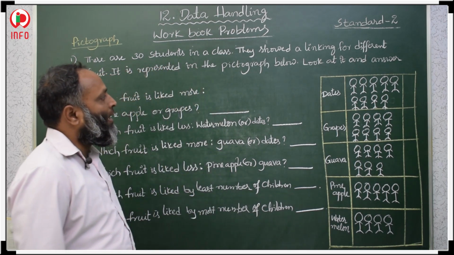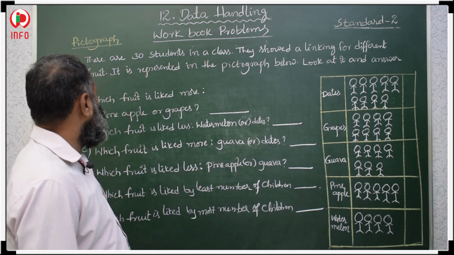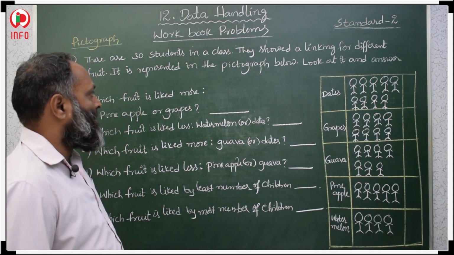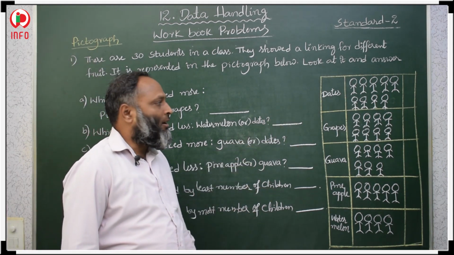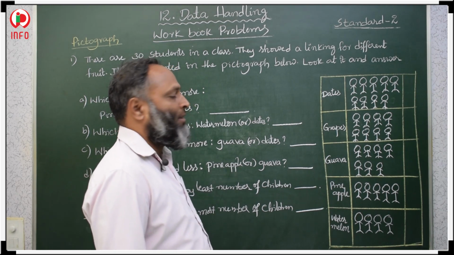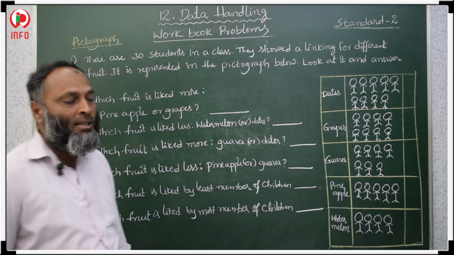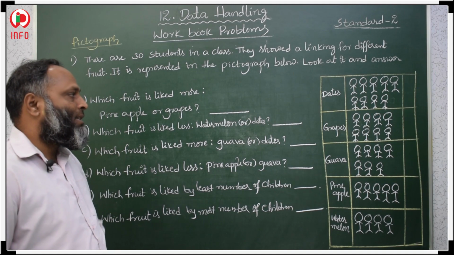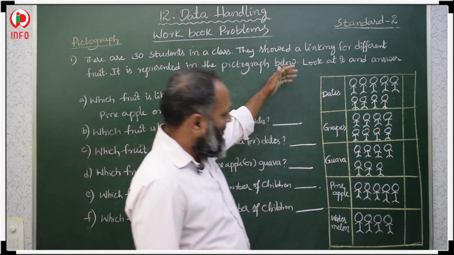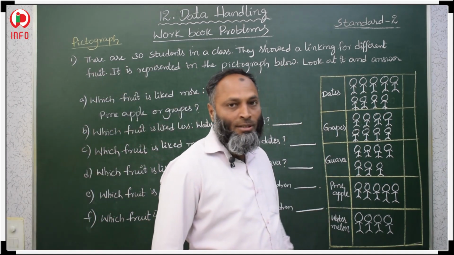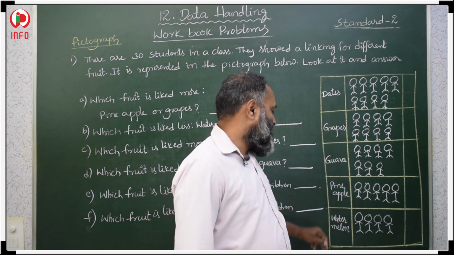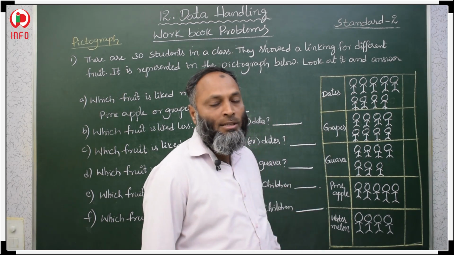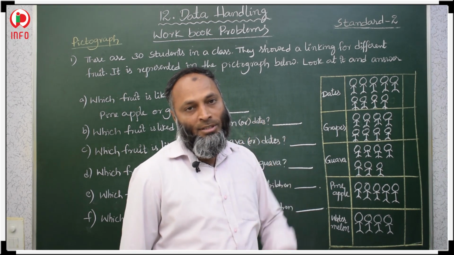So they showed a liking for different fruits. So it is represented in the pictograph. So how many students like so and so different types of fruits? That is shown in a pictograph. See here. So 5 different types of fruits given. One is dates, grapes, guava, pineapple, watermelon.